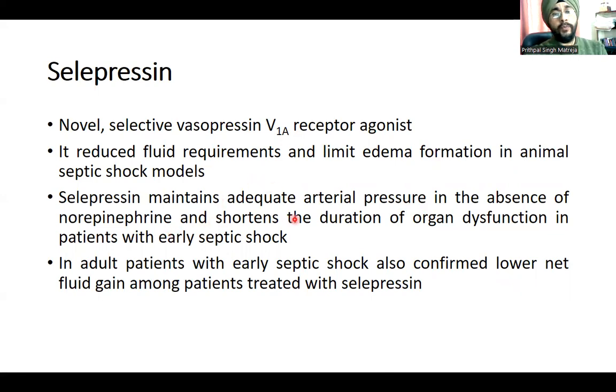Selepressin has been shown to maintain adequate arterial pressure in the absence of norepinephrine, and it has also been shown to shorten the duration of organ dysfunction in patients with early septic shock. And in adult patients with early septic shock, it has also been confirmed that it lowers the net fluid gain among patients treated with selepressin. This is where this particular drug is different from vasopressin, because vasopressin also acts on V2 receptors. So there is a higher fluid gain, and this particular drug tends to cause a lower fluid gain.